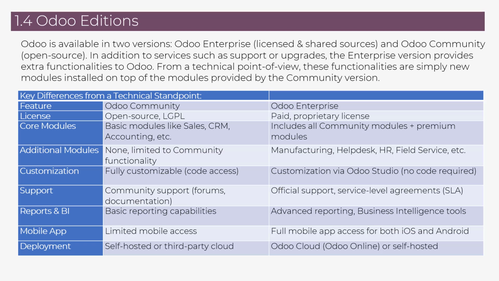Next, we are going to cover what editions Odoo has. So Odoo is available in two versions, that is Odoo Enterprise and Odoo Community, which is open source. In addition to services such as support or upgrades, the Enterprise version provides extra functionalities to Odoo. From a technical point of view, these functionalities are simply new modules installed on top of the modules provided by the Community version.